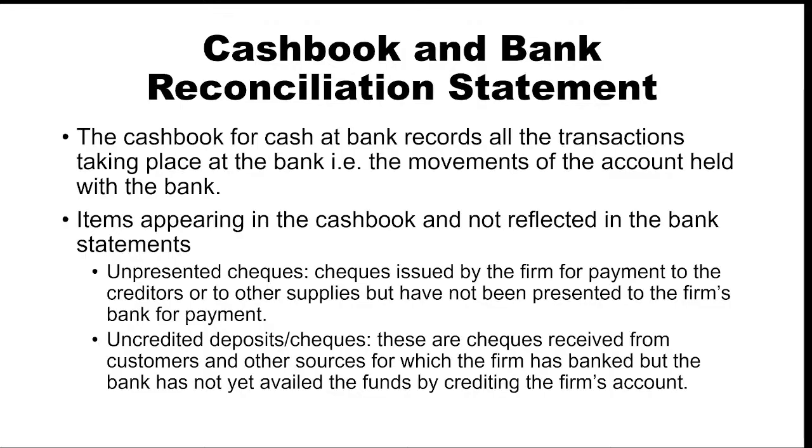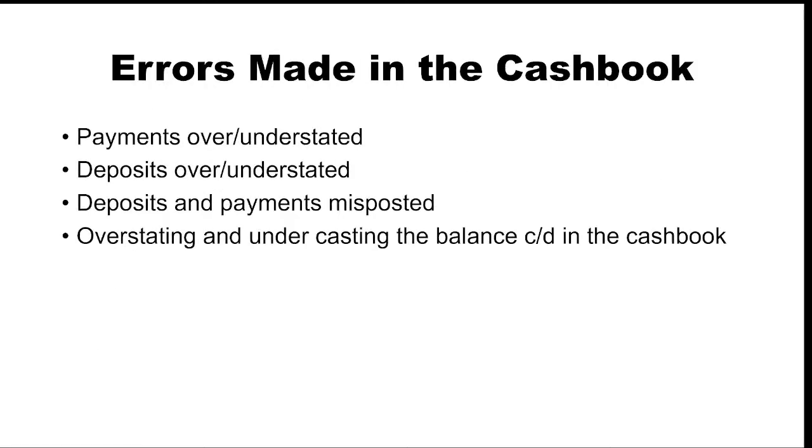So these are checks issued by the firm for payment to the creditors or to other suppliers but have not been presented to the firm's bank for payment. Uncredited deposits or checks. These are checks received from the customers and other sources for which the firm has banked, but the bank has not yet availed the funds by crediting the firm's account. So those are the two that we usually use to help us in the reconciliations.